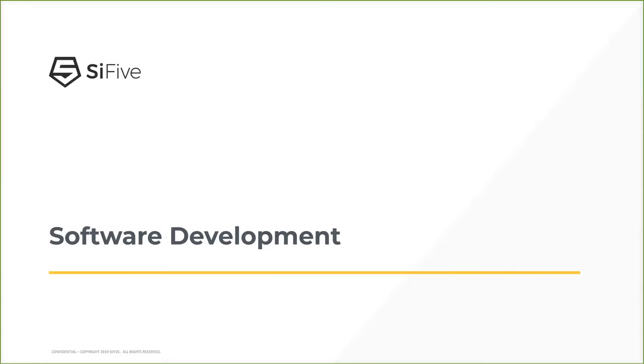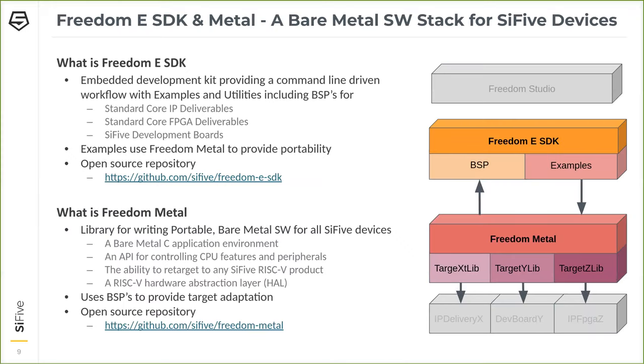So now let's look at software development. Freedom ESDK is a software developer environment that provides a command line driven workflow, including examples and utilities which target SiFive platforms. These platforms could be standard core IP deliverables, FPGA deliverables, SiFive development boards, or custom deliverables generated by SiFive Core Designer. The way this is accomplished is by using a bare metal API layer we call Freedom Metal. Freedom Metal allows for portable software to be written, which can work across SiFive's entire portfolio of products.